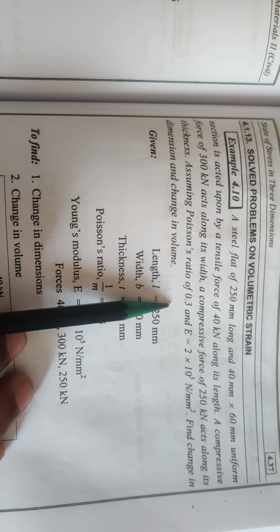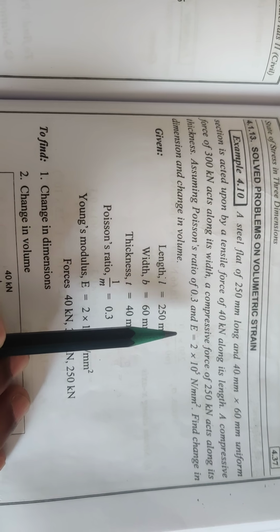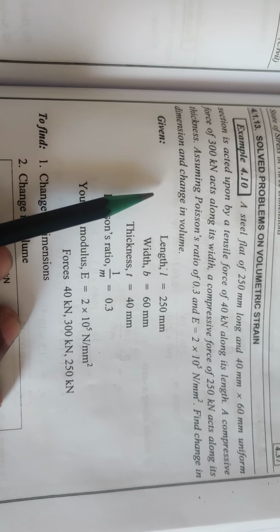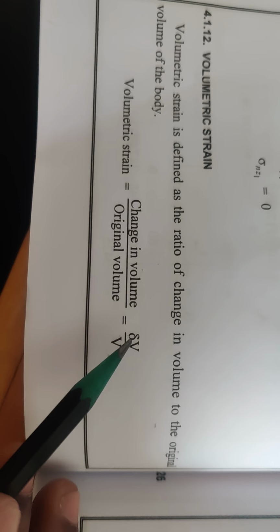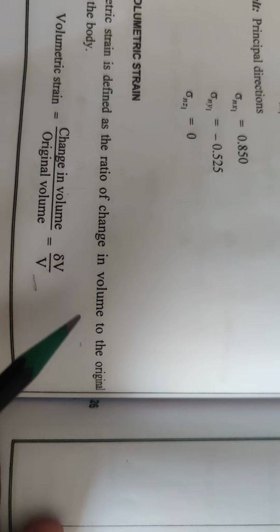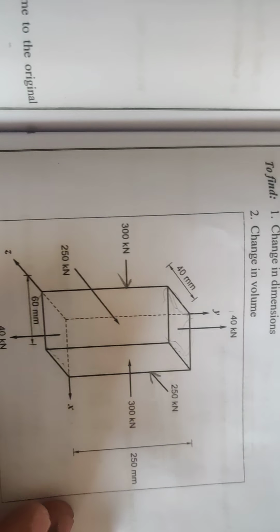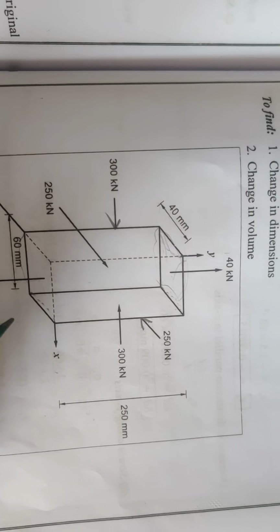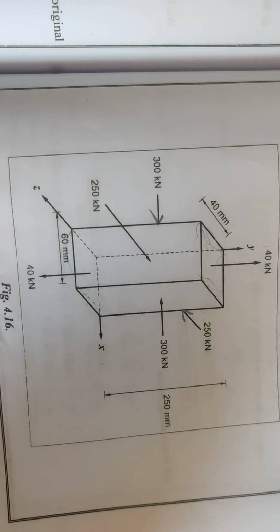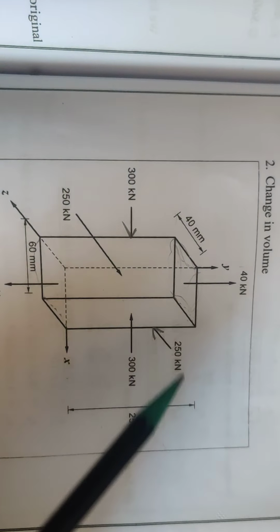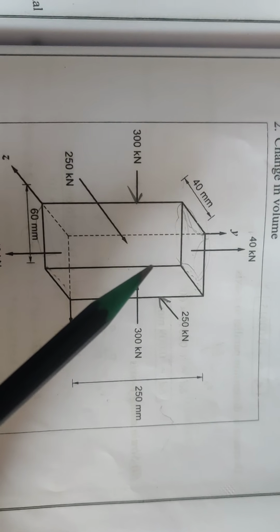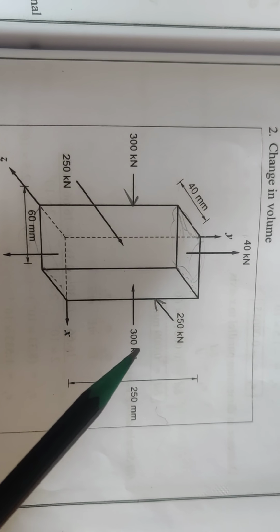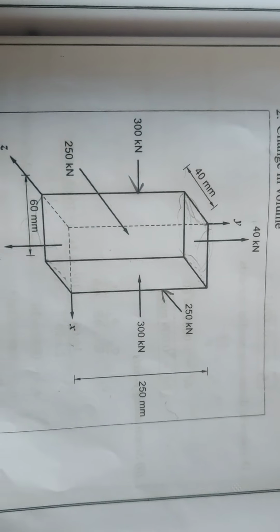Assuming Poisson's ratio as 0.3 and E is equal to 2 into 10 power 5 Newton per mm square, find the change in dimension and change in volume. So change in volume only we have to calculate. Change in volume is nothing but delta V. So this is the figure. I think you all understand the figure. The length is 250 mm and the cross section 40 mm by 60 mm. The forces 40 kilonewton, 300 kilonewton and 250 kilonewton are also given in the figure.